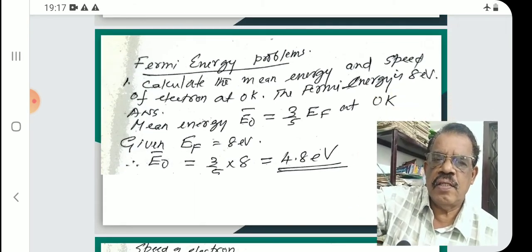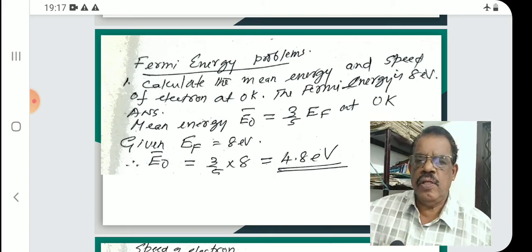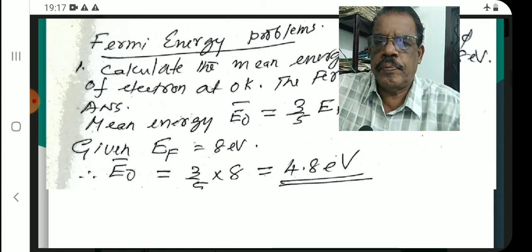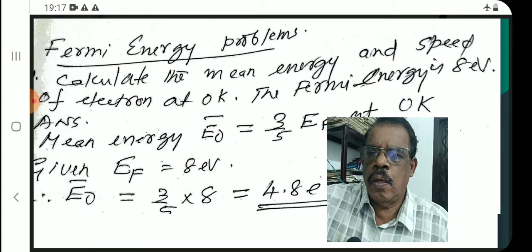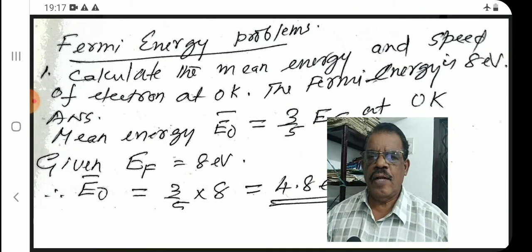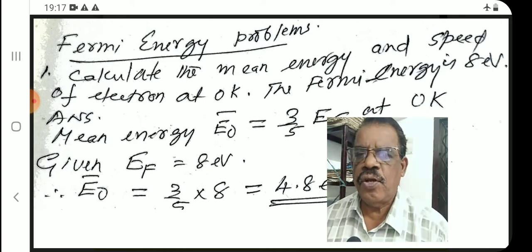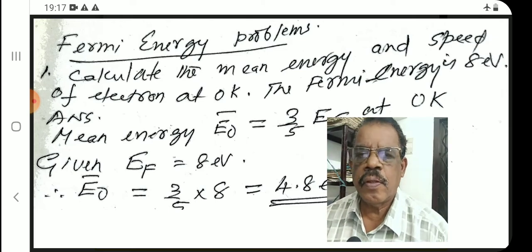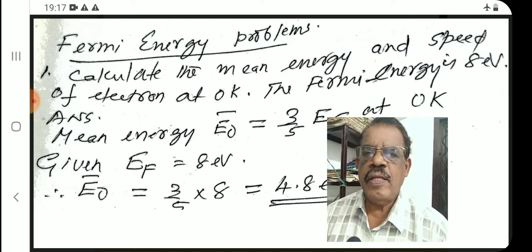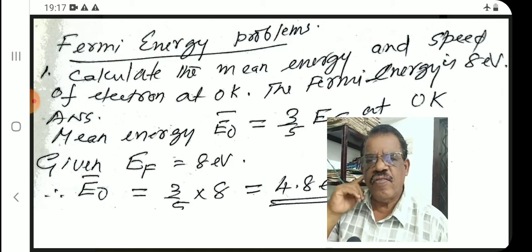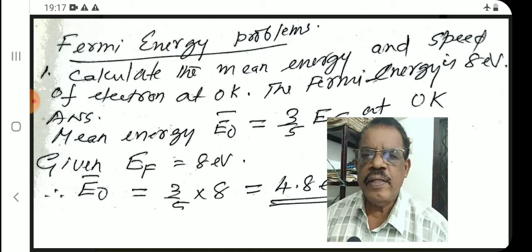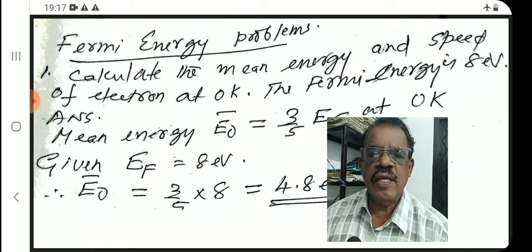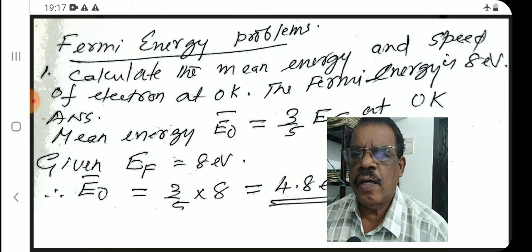Now we can see some problems based on this. Problem number 1. Calculate the mean energy and the speed of electrons at 0K. The Fermi energy is 8 electron volt.